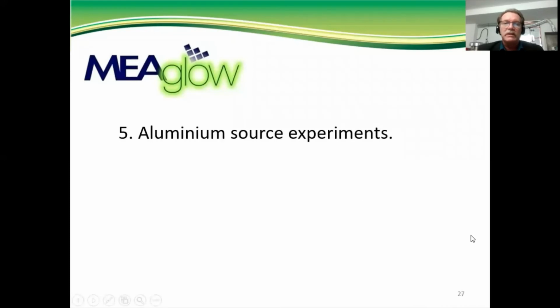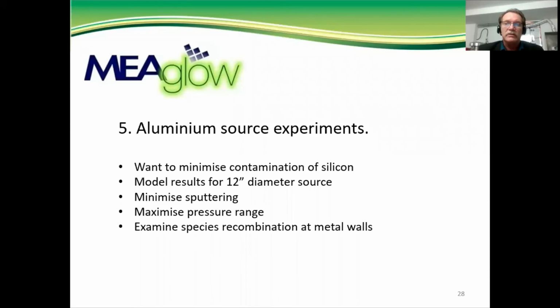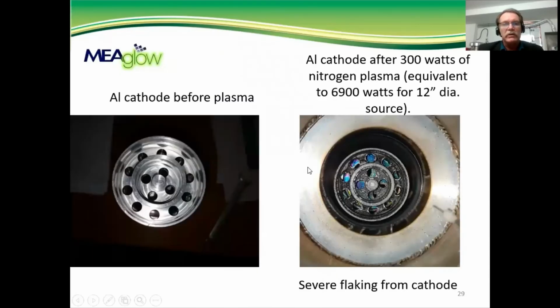And so now we'll look at some experiments for the aluminum source that I just mentioned earlier. What we were doing was modeling 2.5-inch diameter cathodes that we could scale up into the larger 12-inch size. Everything's scalable by area with these hollow cathode designs that we've developed. You can see here, this is the bare metal aluminum cathode, and this is after having run the nitrogen plasma at 300 watts for a short period of time. The cathode in this case is quite badly degraded as some sputtering has occurred.